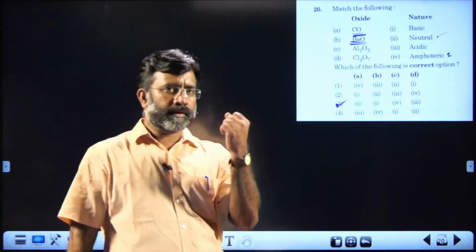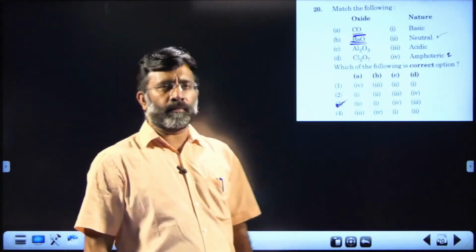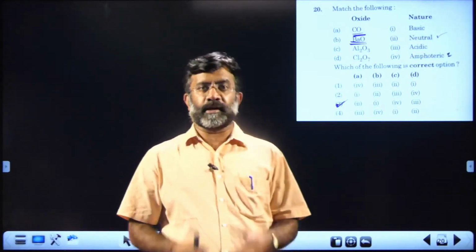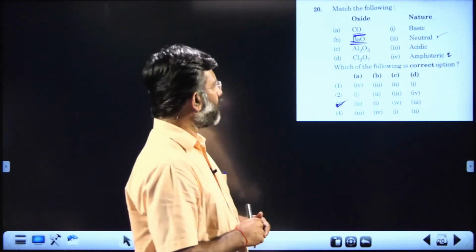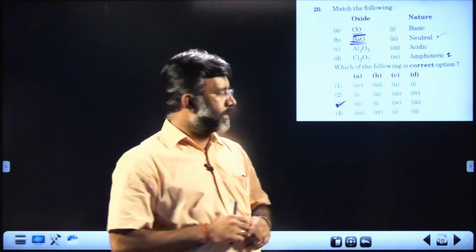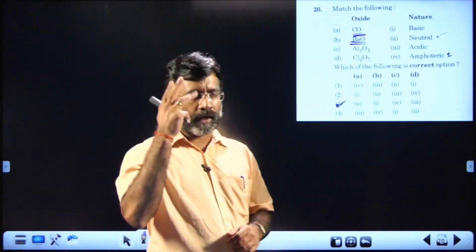So, carbon monoxide is neutral. Barium oxide, a metallic oxide, is strongly basic. Aluminium oxide is a very famous amphoteric compound, and Cl2O7, a highly electronegative oxide, is acidic. So the correct choice is the third one.